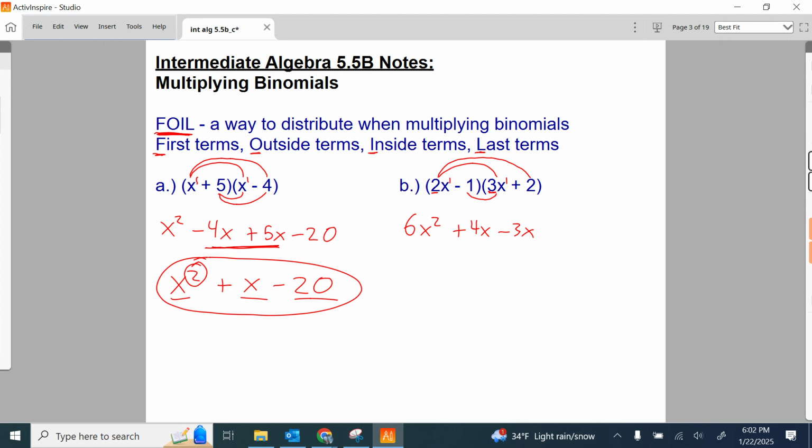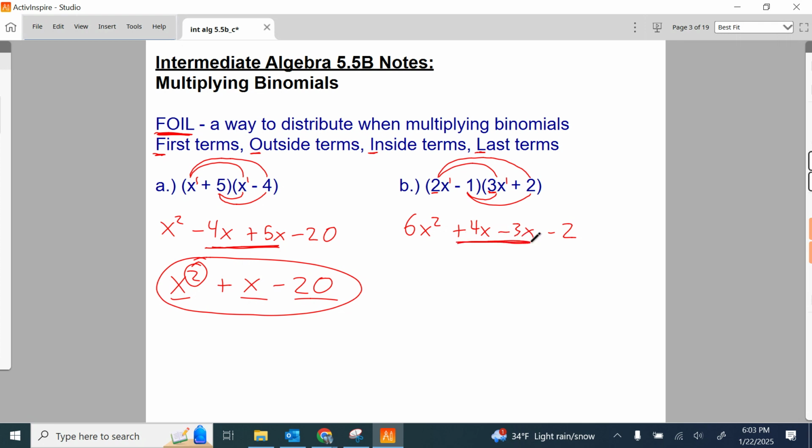All right, and then the L, the last, we're going to have minus 1 times positive 2. And that's going to create minus 2 when we multiply those together. Okay, so there's my answer. It has those 4 different terms, those 4 parts.